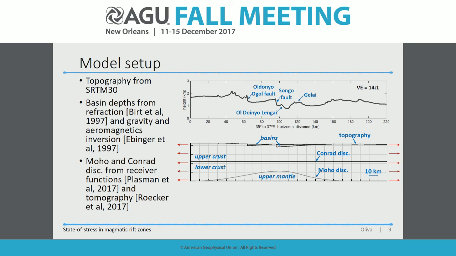So these are just a list of the modeling setup and where we're getting the data. We constrain our models using data and results from the region. Topographies from SRTM30. Basin depths are constrained from refraction and wide-angle reflection studies up in the Magadi Basin, and also inverse models from gravity and aeromagnetic data. The depths of the Moho and the Conrad discontinuity are constrained from receiver functions and tomography results, which all come from the same data set, the Crafty Colibria data set.